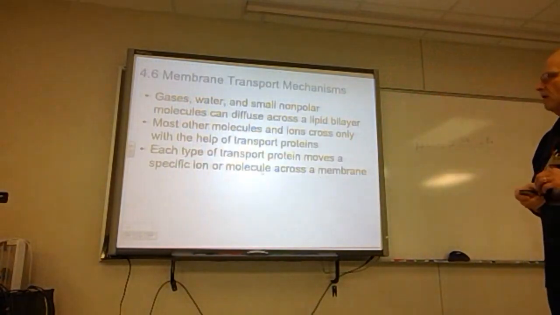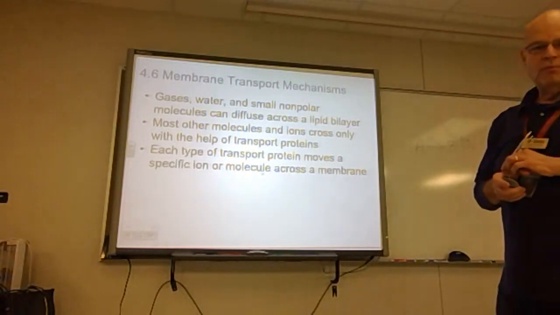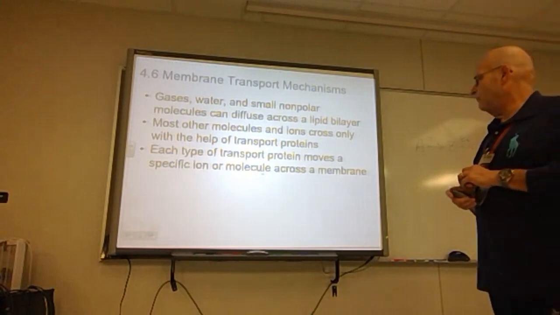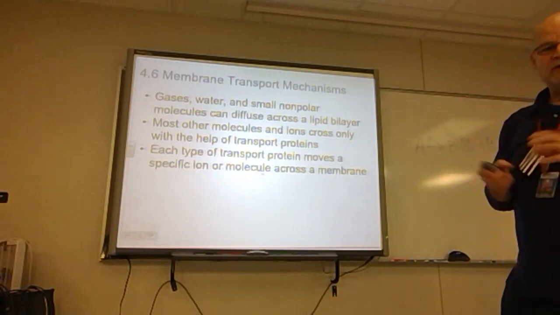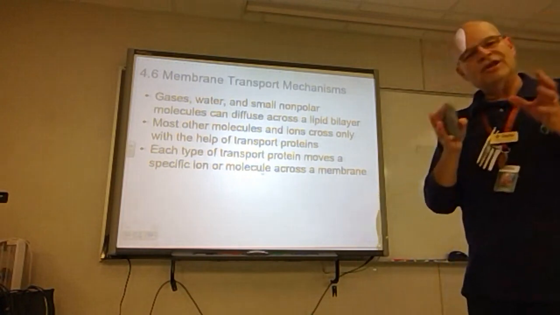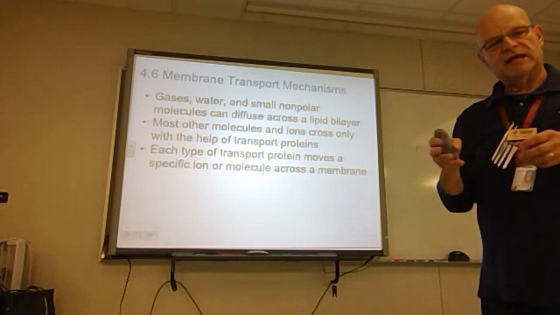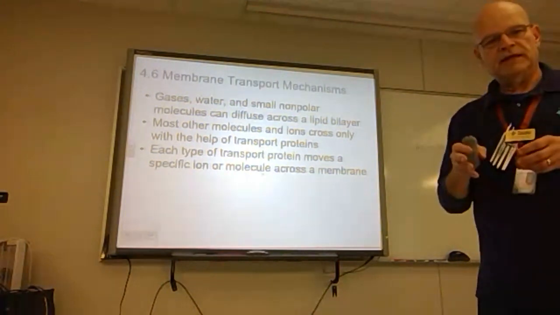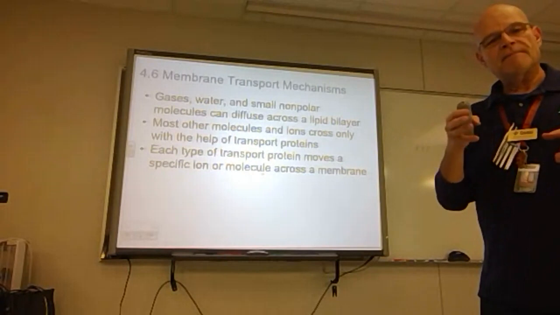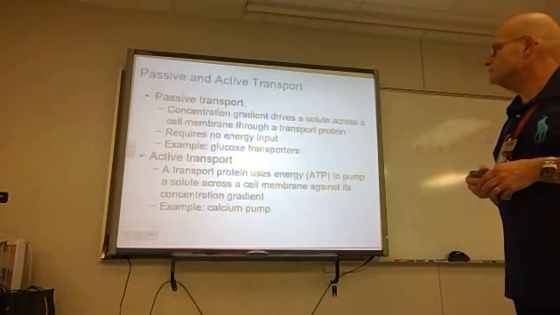Gases, water, and small nonpolar molecules can diffuse. Most other molecules and ions cross only with the help of transport proteins. And each type of transport protein moves a specific ion or molecule across the membrane. So think about how many different molecules have to get into and out of a cell. If each one has its own transport protein, you can begin to understand how many transport proteins there must be in the surface of a cell.